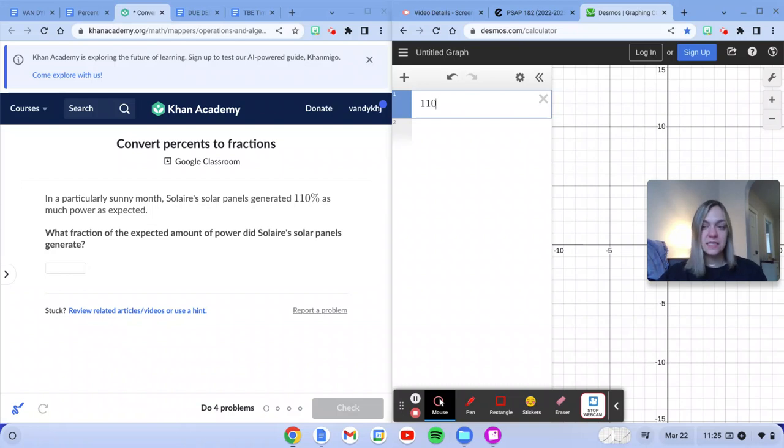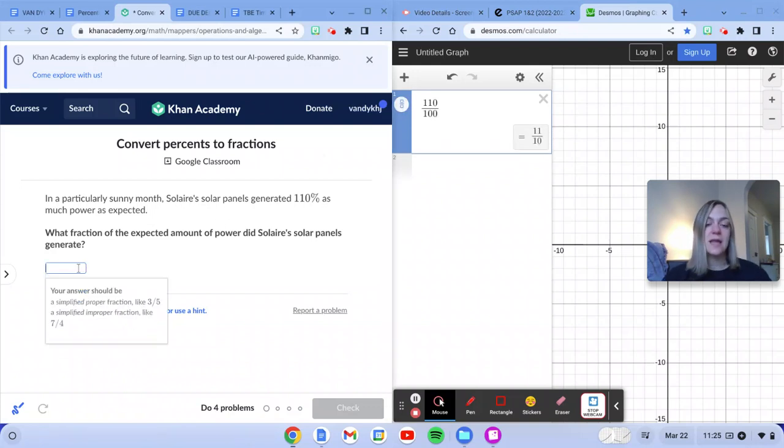So I'm going to take the percentage, 110, divided by 100. And now I can't type this number here because it's asking for a fraction. So I'm going to type 11 over 10.